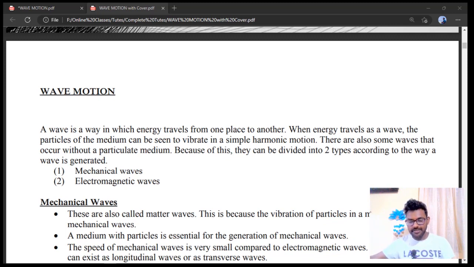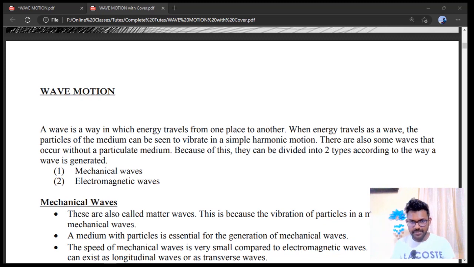And we have considered another energy, which is heat. How many ways is heat energy transferred? If you can remember, there are three ways. What are these three ways? The first one is conduction, the second one is convection, and the third one is radiation. Likewise, a wave is the transfer of energy from one place to another.